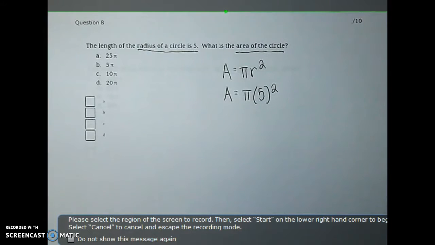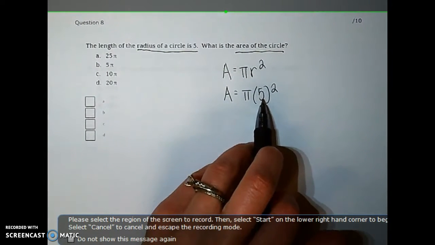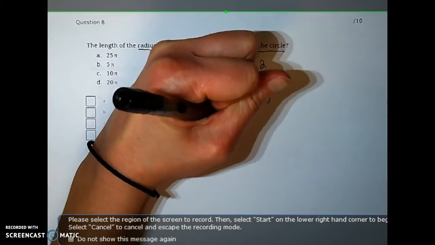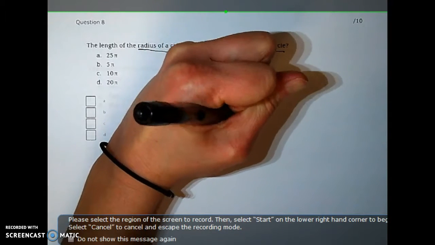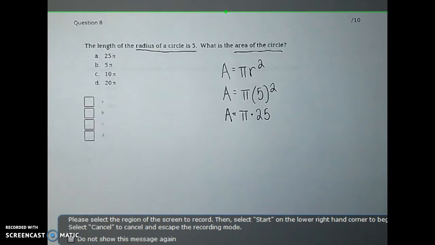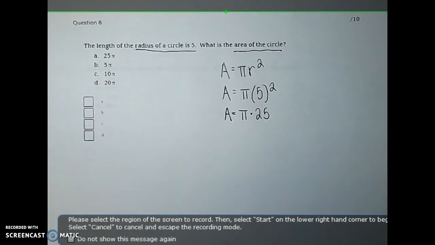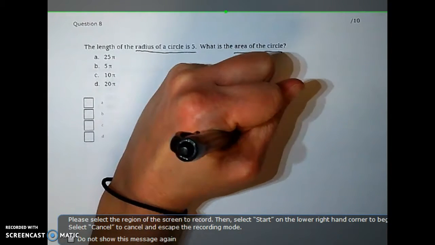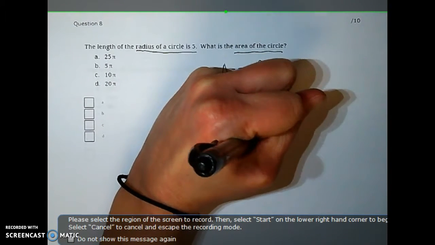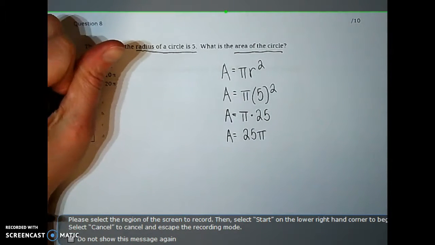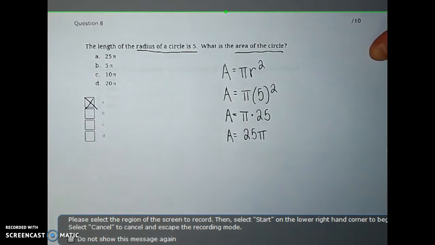Now remember that in order of operations we do exponents first. So before I do anything else, I'm going to take 5 squared, which is 5 times 5, or 25. So now I have pi times 25. And then the very last thing I want to do is make 25 like a coefficient, because we're treating pi kind of like a variable. So I'm going to rearrange my numbers and write it as 25 pi. And so the area of this circle is going to be A, 25 pi.